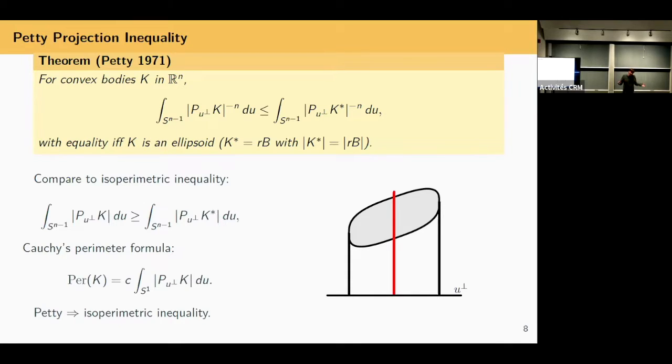So why is this a fundamental inequality in convexity? Why don't we look at comparable averages without these funny -n powers? I claim that the inequality I wrote just below is an equivalent way to state the isoperimetric inequality. If I take a convex body and I project on a codimension 1 subspace as an average, then this gets minimized on balls of the same volume.